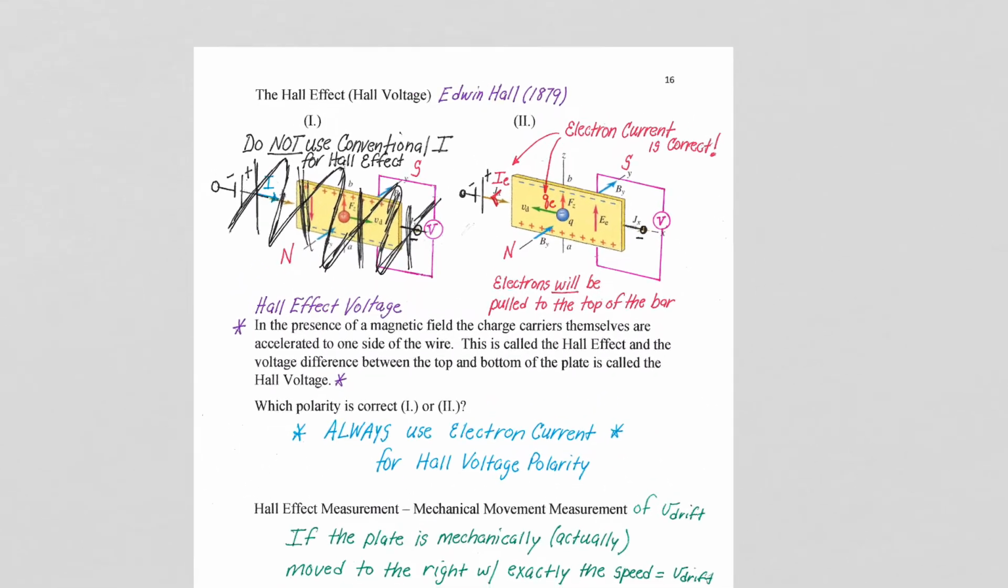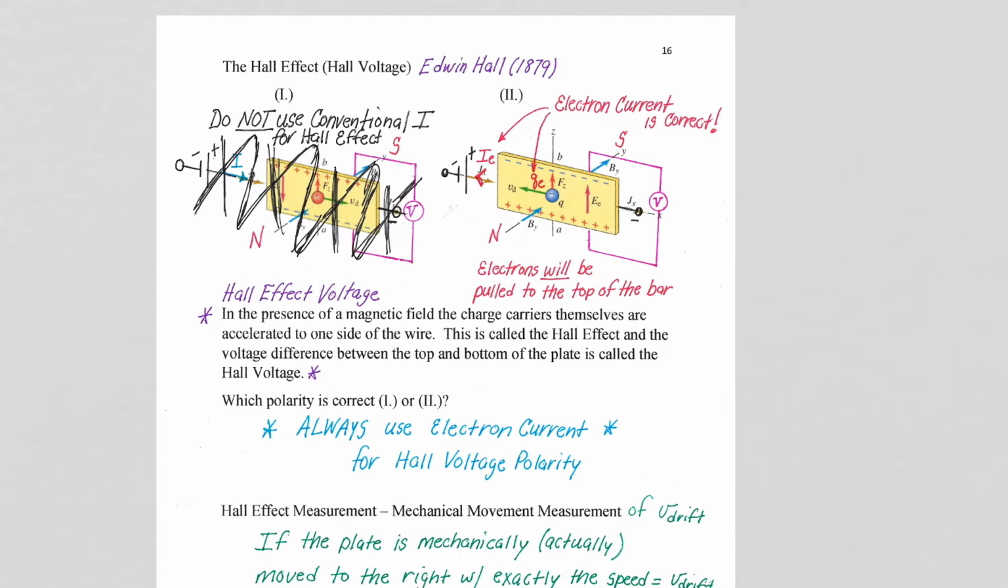Okay, so it turns out that the Hall effect gave a definitive way for scientists to know that the electrons are actually negatively charged particles moving against the conventional current convention that Ben Franklin gave us with positive charge carriers, and that electron current is truly the correct current for the flow of charge in metals, and that electrons will be pulled to the top, and we will have a negative polarity at the top, a positive polarity at the bottom.